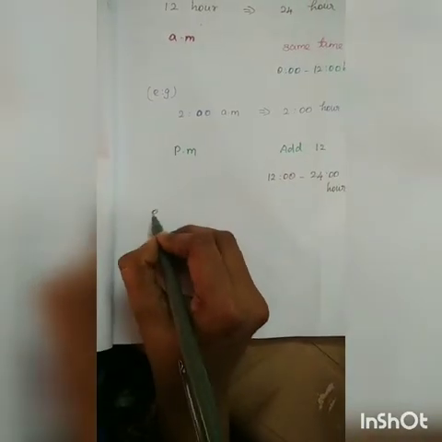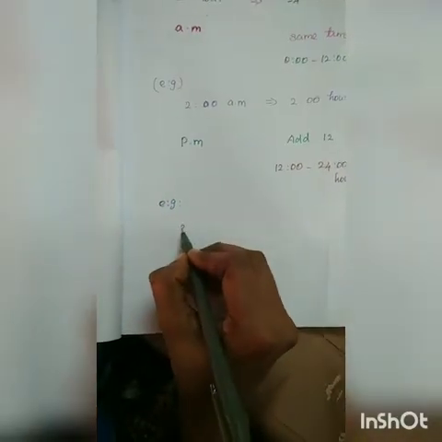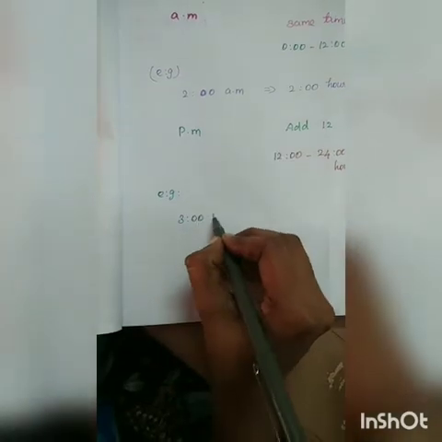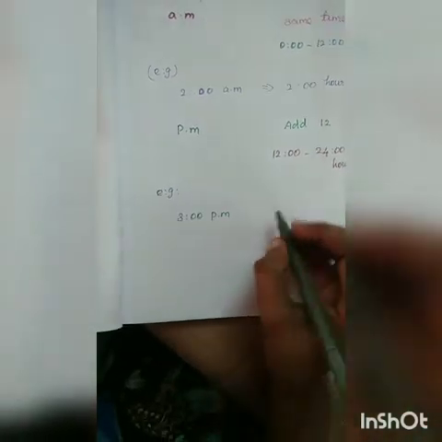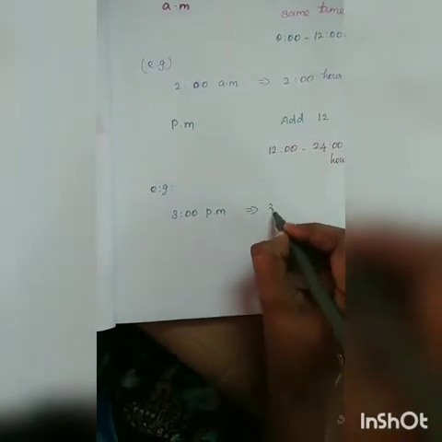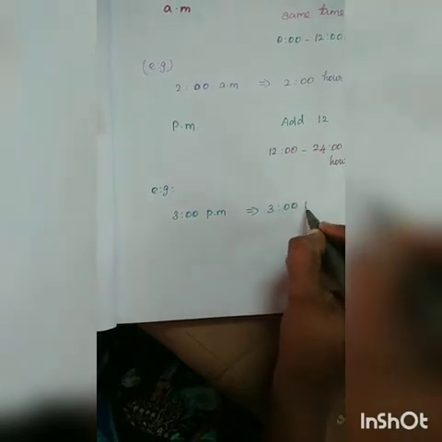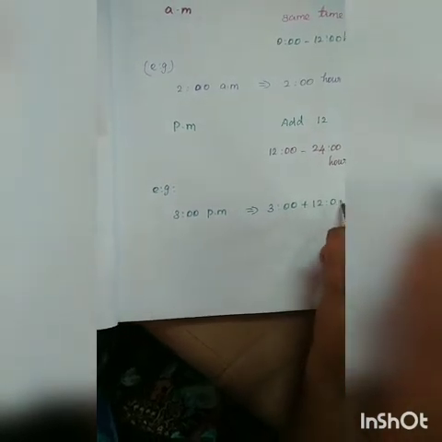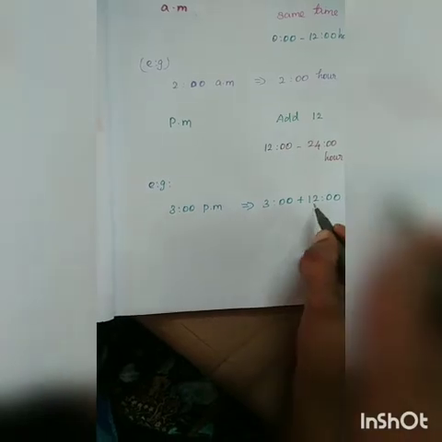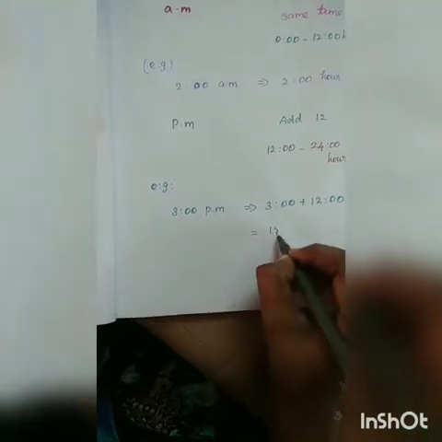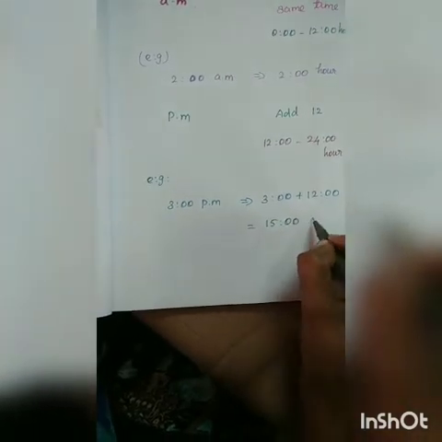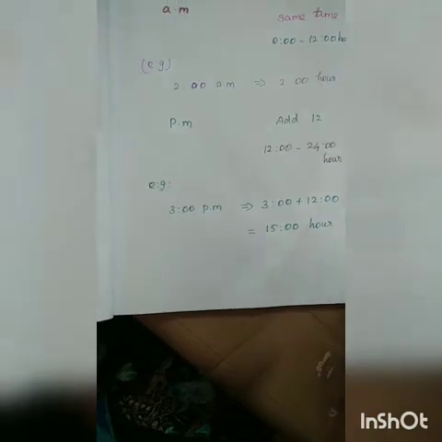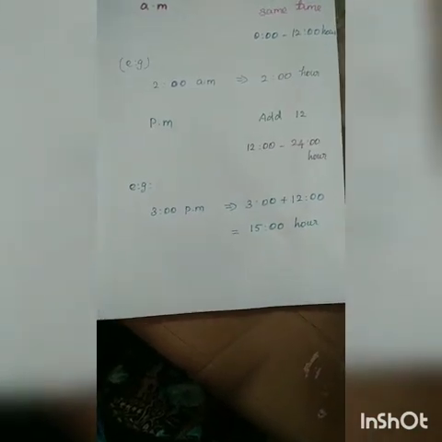For example, 3 p.m. To convert to the 24-hour clock, you add 12. So 3 plus 12 equals 15. So the time is 15 hours.